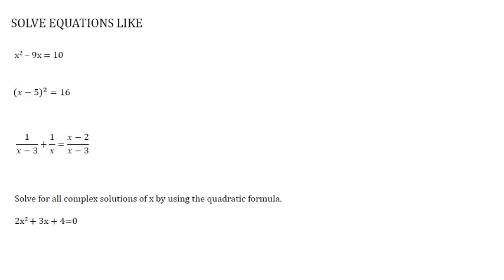You should be able to solve equations that are quadratic equations in various forms. This first one will be a factorable trinomial, but you'll have to set it to 0 first. The second one we'll use the square root property for. The third one is a rational equation, but it leads to a quadratic equation. And lastly, we have a quadratic equation that we'll use the quadratic formula for, but it will have a complex solution because we'll run into a negative under a square root.